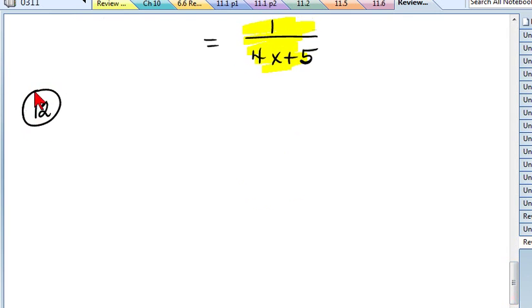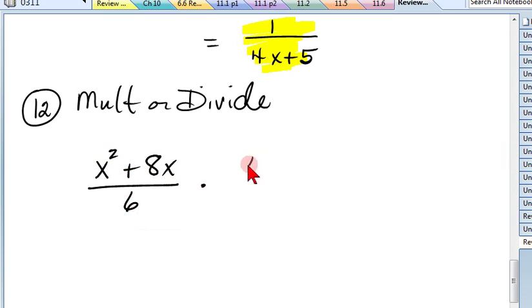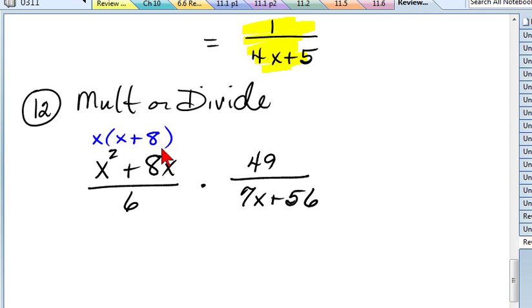Problem number 12. You're asked to multiply or divide. Problem number 12 is x. Let me give myself a little more room. I have x squared plus 8x all over 6 times 49 over 7x plus 56. Can I factor this numerator? Yes, common factor of x, and it's x times x plus 8.